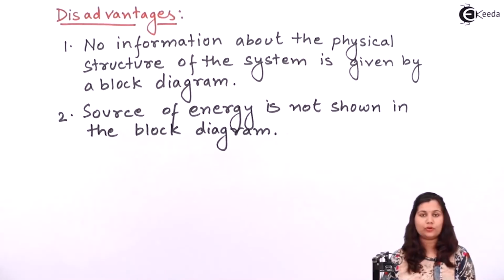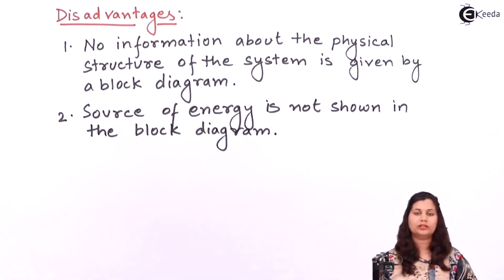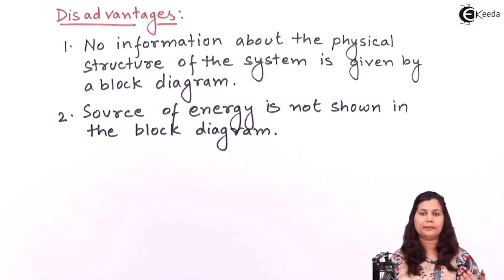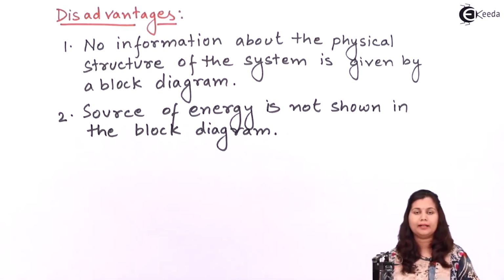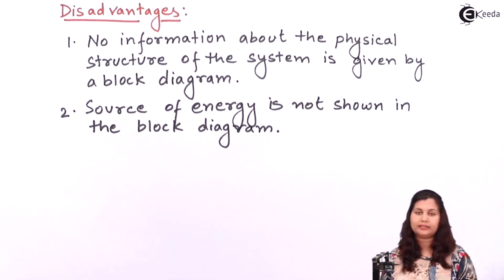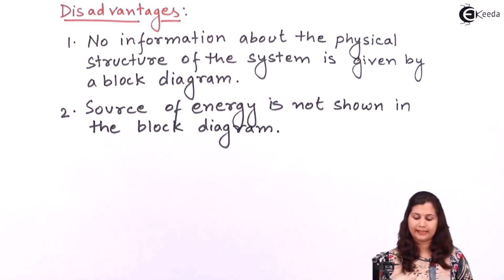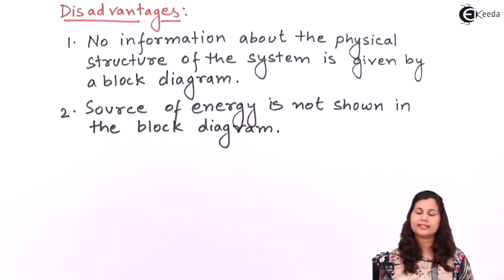So in this video, we have studied the block diagram and the basic elements of a block diagram. Then we studied the representation or the block diagram of a closed loop control system, and after that we studied some of the advantages and disadvantages of a block diagram.